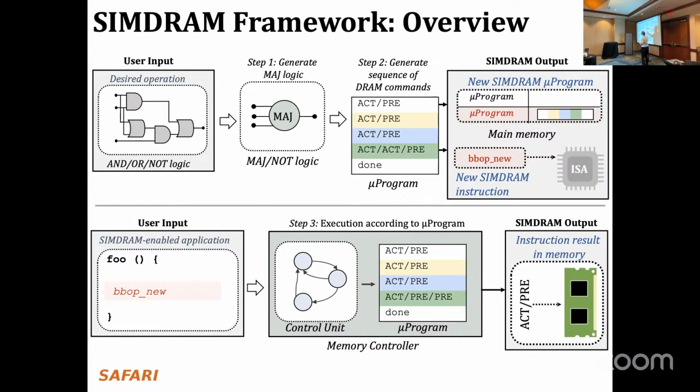In this work, what we did was we expressed operations using circuits, schematics like this, with AND, OR, NOT logic. And then we use majority inverter graphs to optimize them in terms of latency. And we converted that majority inverter graph to a sequence of DRAM commands. You can think of it as like a compilation step. And we stored a microprogram associated with a bulk bitwise operation that consists of those sequences of DRAM commands.